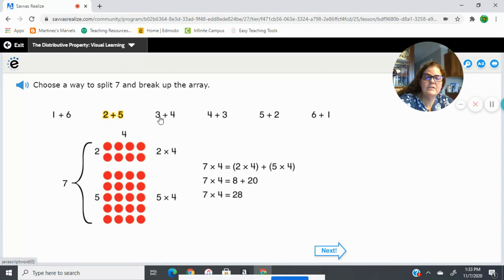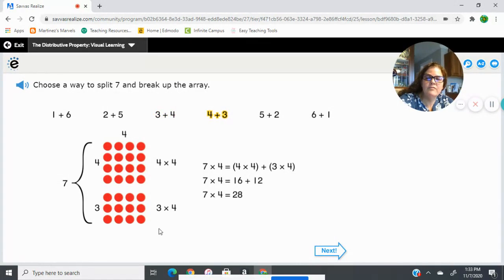So it's really important just for the steps. That's what we're going to be doing. So I'm going to be color coding. If we break it up into a three plus a four, 3 times 4 is 12, and 4 times 4 is 16. Add the 12 and the 16 to get 28. If we have it broken up into 4 and 3, 4 and 3 make 7. 4 times 4 is 16, and 3 times 4 is 12. 16 plus 12 is 28.